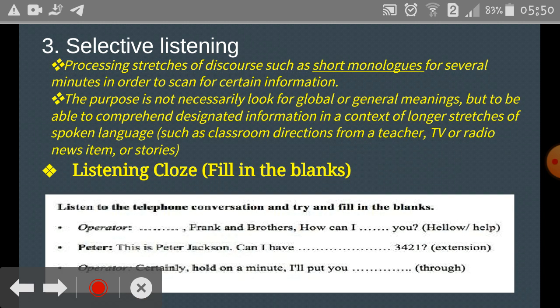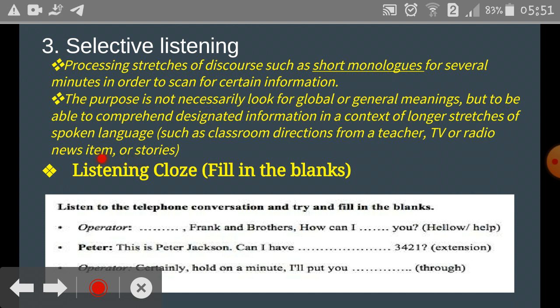Okay. Next, we have selective listening. So in selective listening, the student will listen to a short monologue for several minutes in order to scan for certain information. And the purpose is not necessarily to look for global or general meanings, but to be able to comprehend the information in a context of longer stretches of spoken language, such as classroom direction from a teacher, TV or radio, or news items or stories.